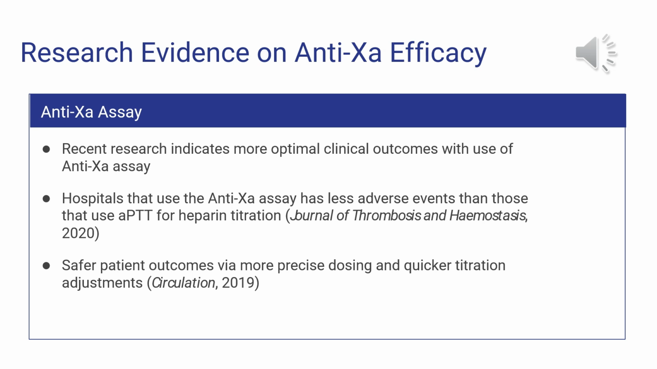So in one study I found published in the Journal of Thrombosis and Hemostasis in 2020, researchers found that anti-Xa levels were more predictive of bleeding and thromboembolic events than aPTT. The study indicated that hospitals using anti-Xa monitoring experienced fewer adverse events and more consistent therapeutic outcomes. Another study conducted by Circulation in 2019 demonstrated that the anti-Xa assay provided better patient safety by allowing for more precise dosing and quicker adjustments to heparin infusions.